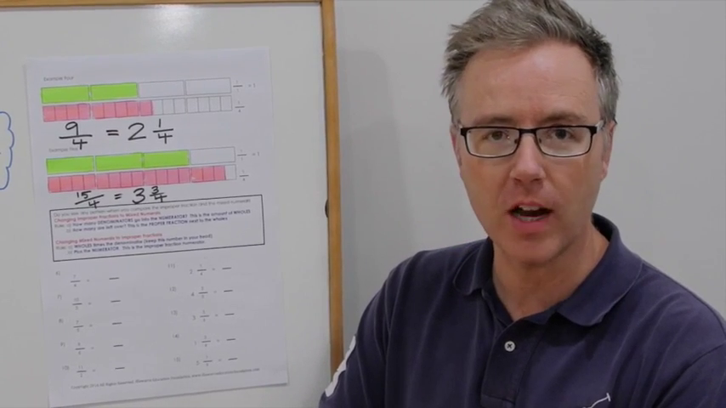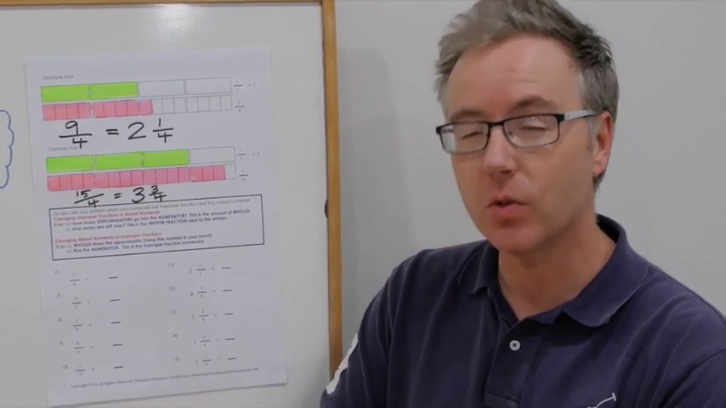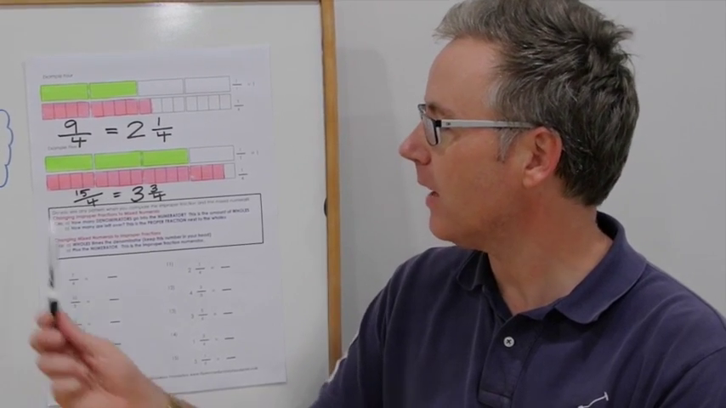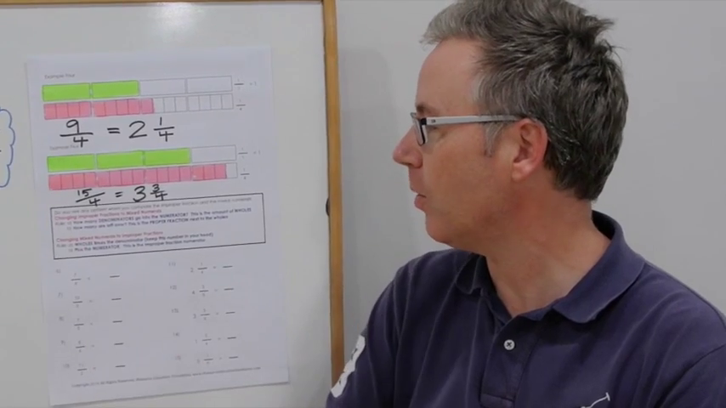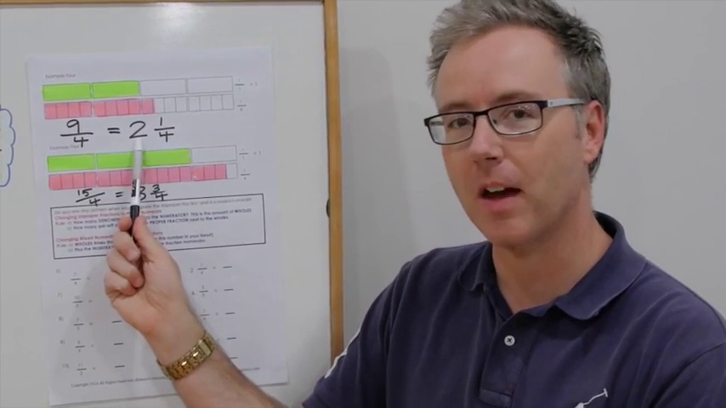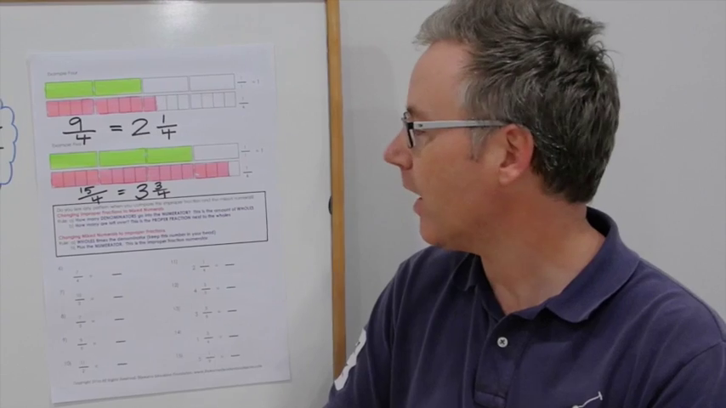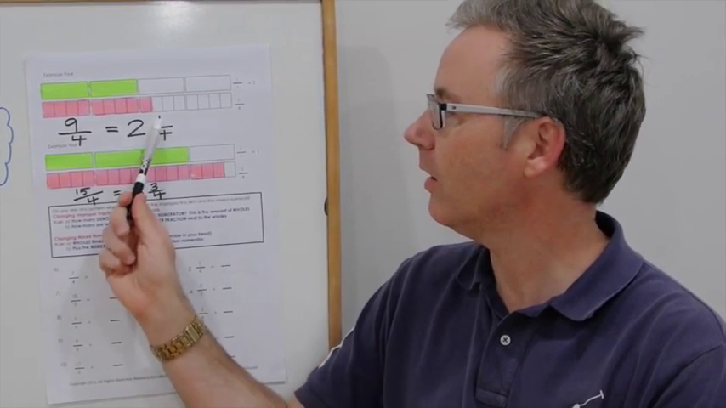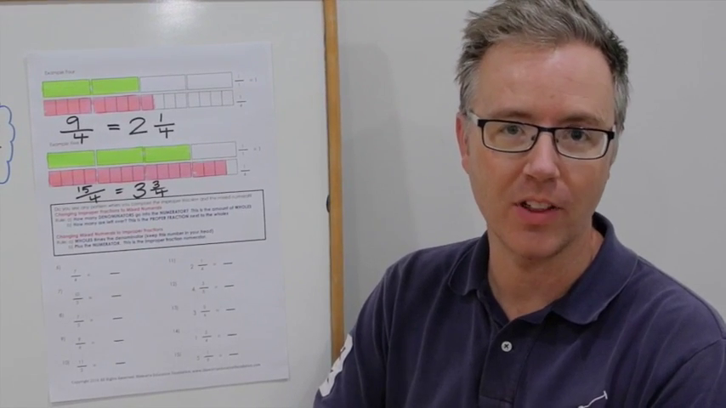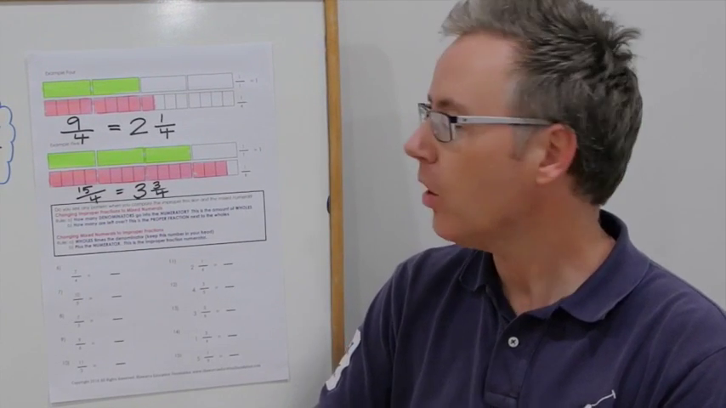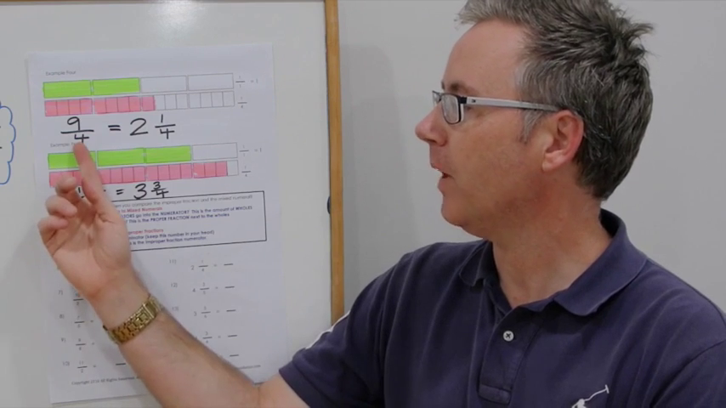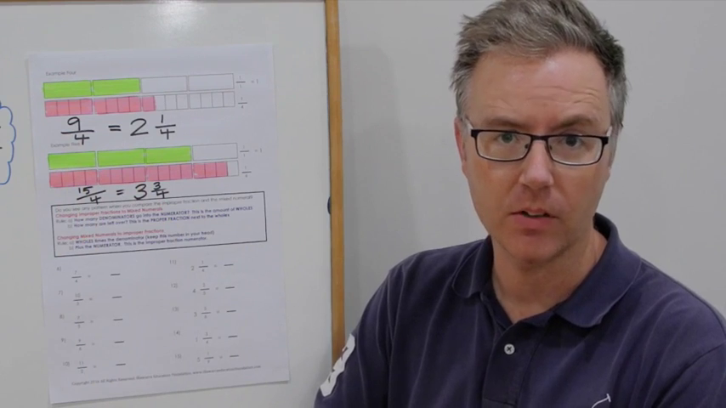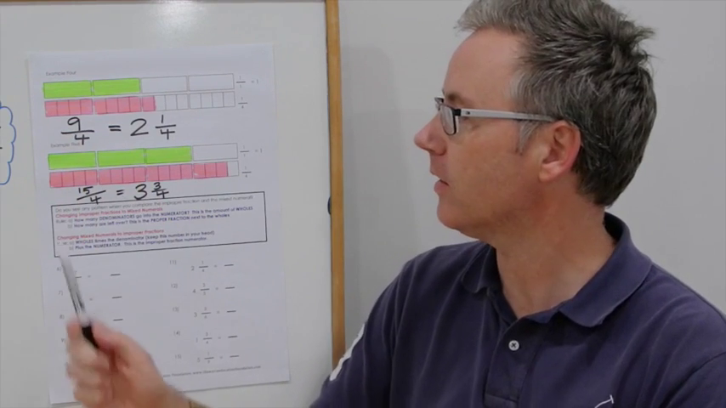So the rule when changing from an improper fraction to a mixed numeral is this. You ask, how many denominators go into the numerator? This gives you the amount of holes. And then you ask, how many are left over? This then gives you the numerator for the proper fraction. So when converting from improper fractions to mixed numerals, it is division. So let's have a look at that in practice.